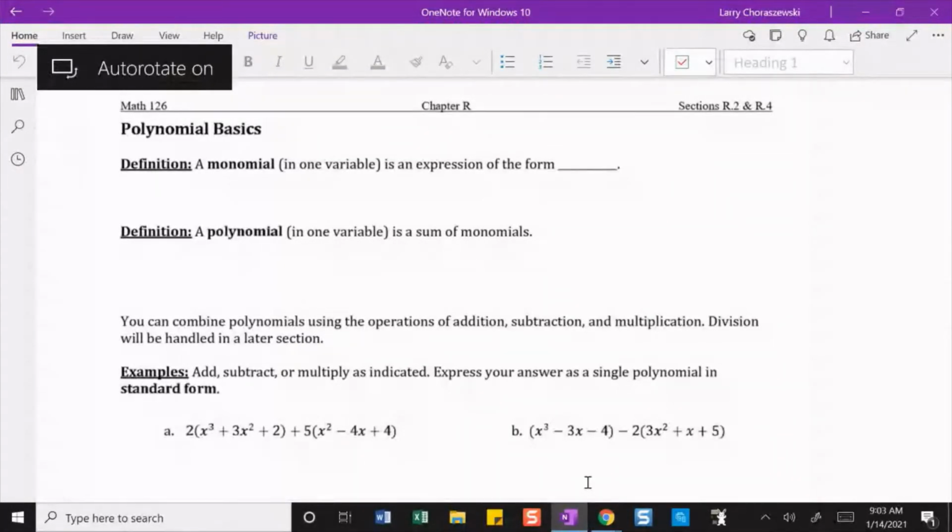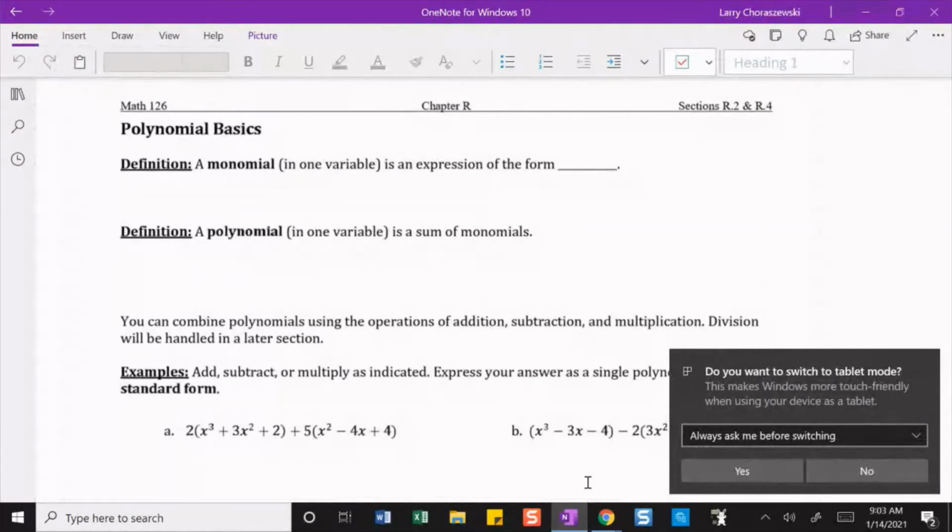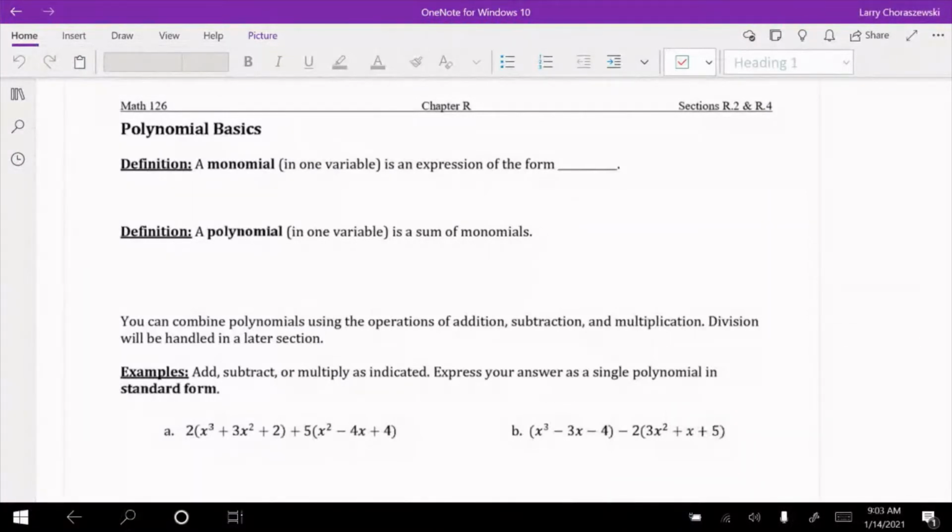All right, can everybody see the notes okay? All right, cool. Thank you. Appreciate that.